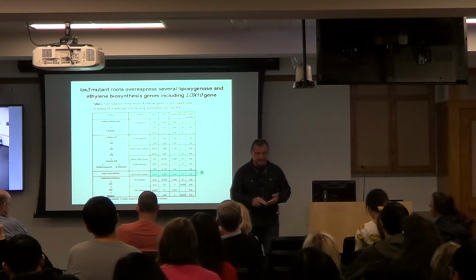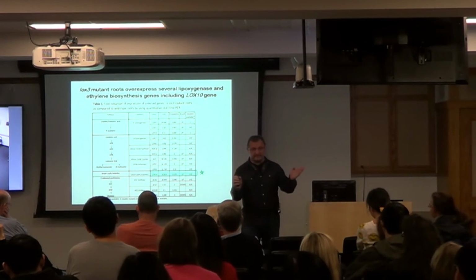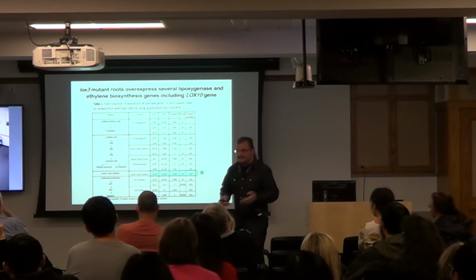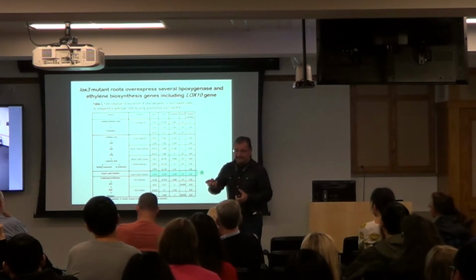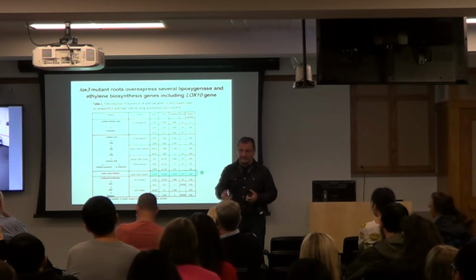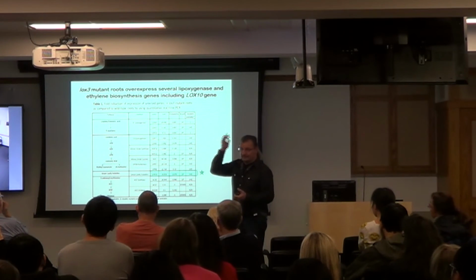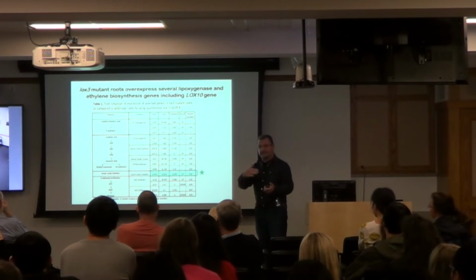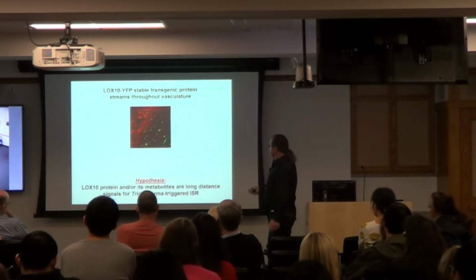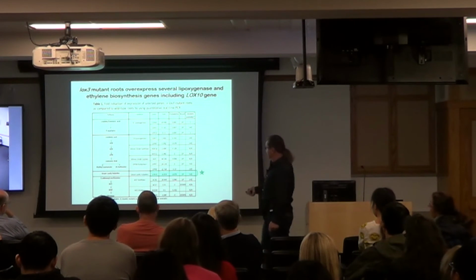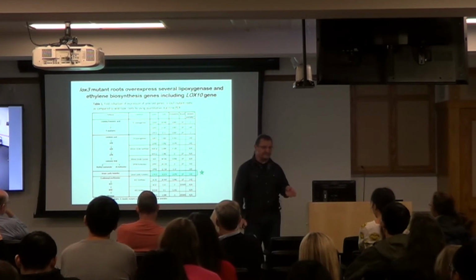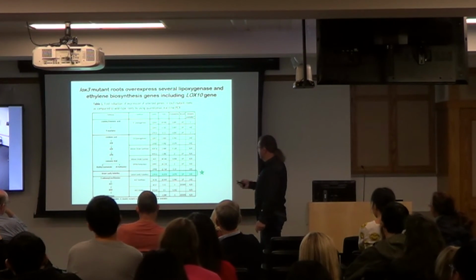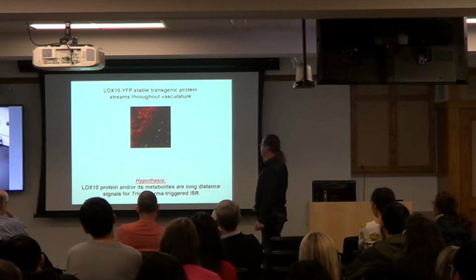So the roots of LOX3 mutants overexpress a whole bunch of other oxylipin biosynthesis and ethylene biosynthesis genes, which suggests that jasmonic acid, 9-oxylipins, and ethylene may be the reason why these mutants are more resistant to foliar pathogens. And that signal is produced in LOX3 mutants constitutively rather than in an inducible manner. So we tested LOX10 just because we knew exactly what it is doing in terms of biochemistry. It's required for GLV biosynthesis, but also because we found something really unique about LOX10.